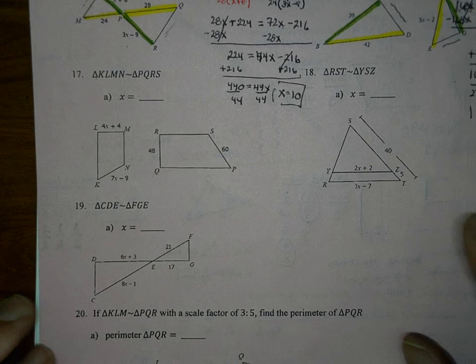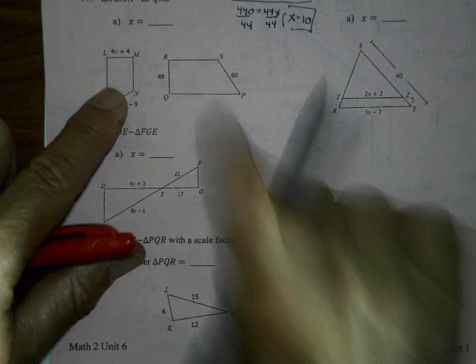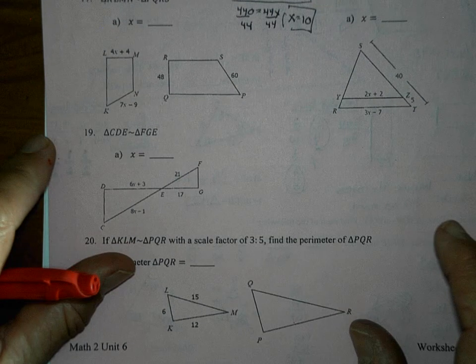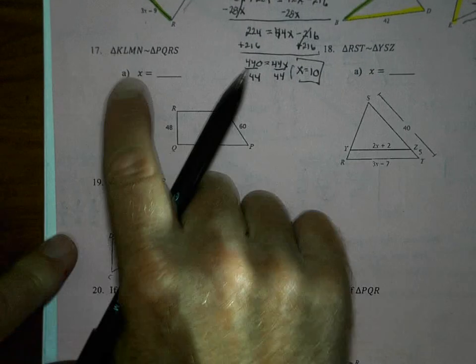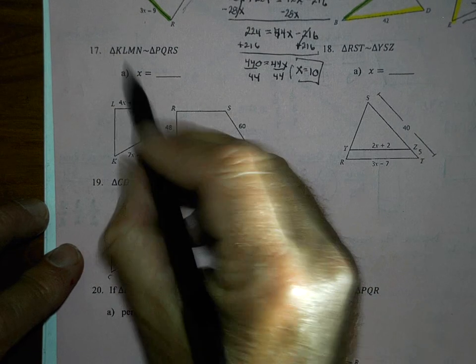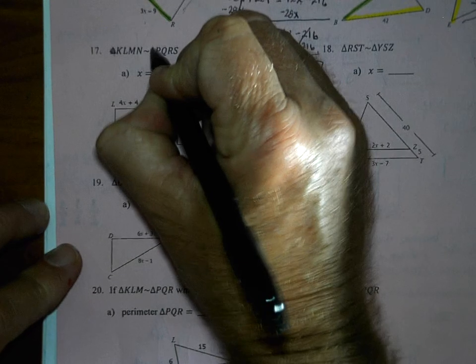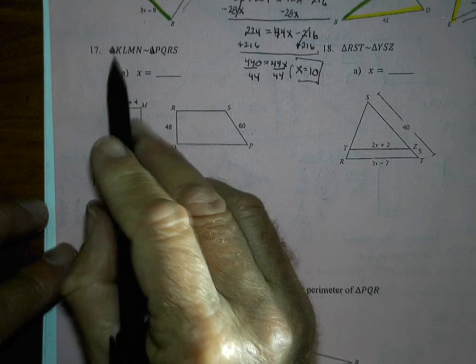All right, number 17. Notice what we're dealing with now is we have four-sided shapes, trapezoids to be exact, and they're not in the same orientation. So you've got to be careful here. So let's look at our similarity statement in number 17. It says triangle KLMN, I'm sorry, that's a typo, whoops. Whoever wrote this, not me, I don't make mistakes. They just started putting the triangle symbol.